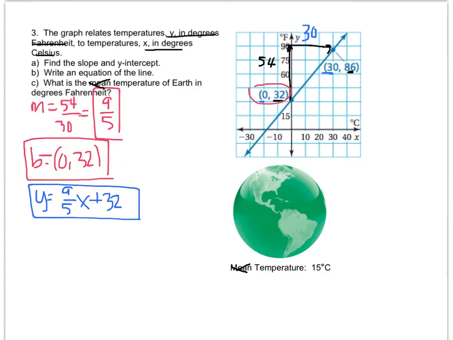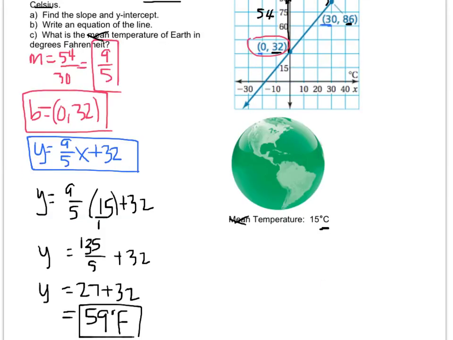So which letter represents Celsius? Is it x or y? It's x, if you look up in the question. So I'll rewrite the formula, but instead of x, I'll put 15. And now I do my math. After I show my work, I get 59 degrees Fahrenheit is the mean temperature of Earth.